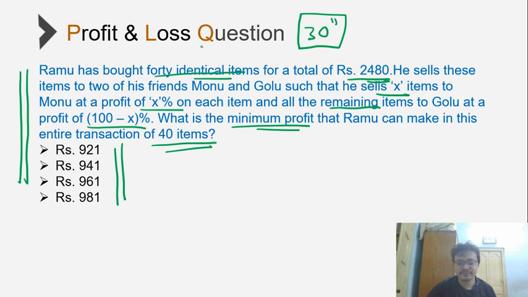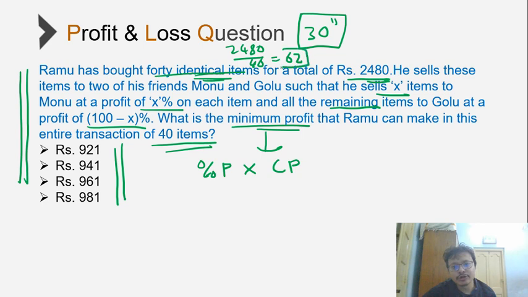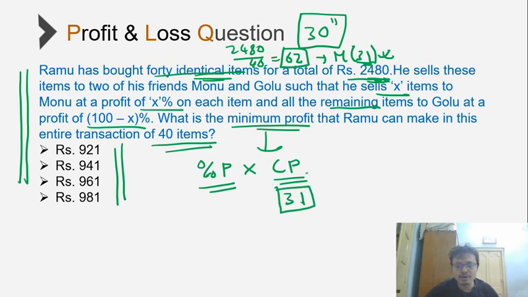So how do you do this? How do you calculate profit? Profit is nothing but percentage profit into cost price. What is the cost price? Each item costs 2480 by 40, that is 62 rupees. 62 is a multiple of a prime factor, that is 31. Even 2480 is a multiple of the prime factor, 31. Which means whatever the percentage profit, whatever the value of X, what you have to do is multiply it by 31, rather 62, which is a multiple of 31.